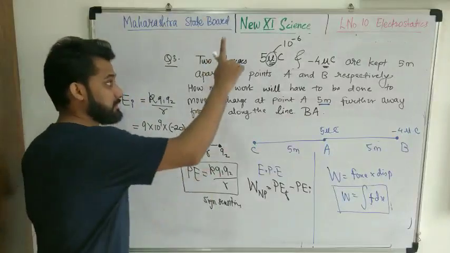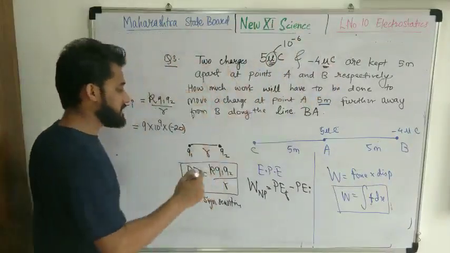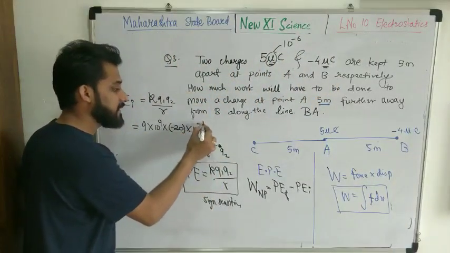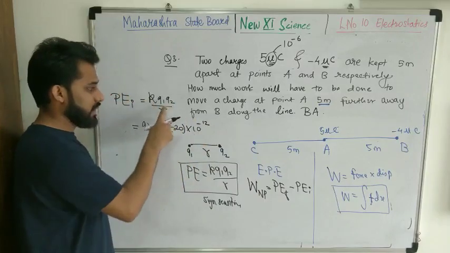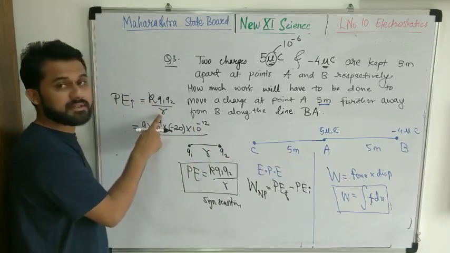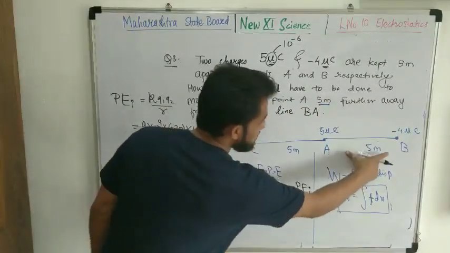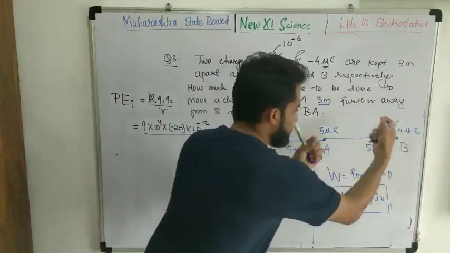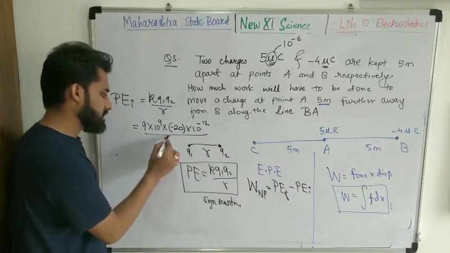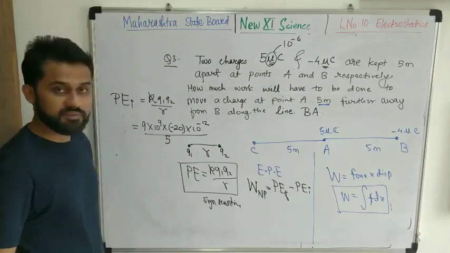6. So 10 to the power minus 6 times 10 to the power minus 6 makes it 10 to the power minus 12. K, Q1, Q2 upon distance R. And the distance R initially, since we are calculating the initial potential energy, is 5 meters. Both the charges were 5 meters away. So for the initial potential energy calculation, the distance should be taken as 5.